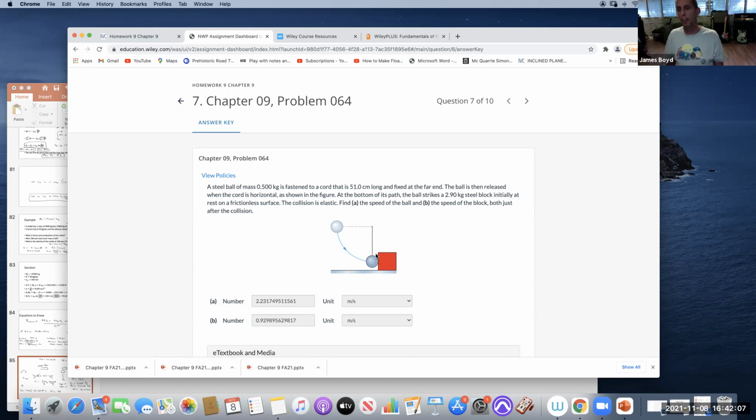It's elastic, right? The block is at rest. So use v1 final is m1 minus m2 over m1 plus m2 times v1 initial, which you found from the square root of 2gh. The block is 2m1 divided by m1 plus m2 times v1 initial. So v1 initial is going to be the square root of 2g h initial.